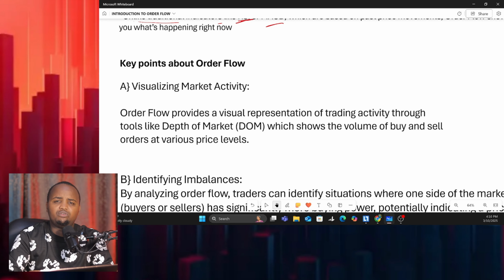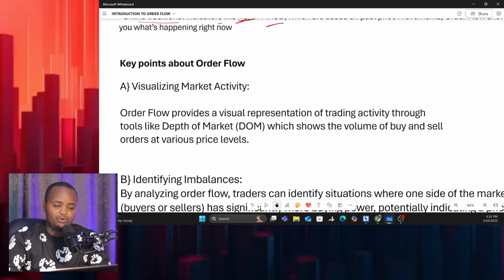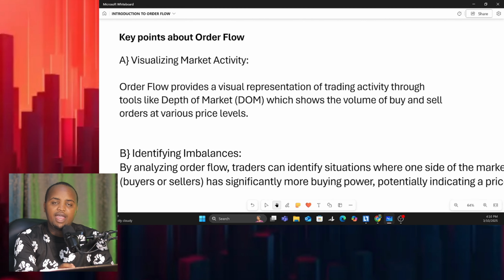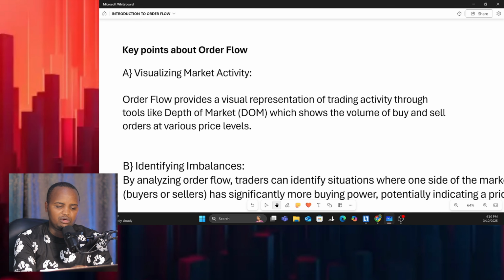All right, there are several benefits, but let me just highlight what you can get when you understand order flow, because it's going to help you visualize the market activities, what is happening in the market. Order flow provides a visual representation of trading activities through tools like the depth of the market. I'll be showing you the depth of the market, which shows the volume of buy and sell orders at various prices. If you really want to acquire this depth of the market, it is very simple, but we will be studying all these when it comes to the depth.